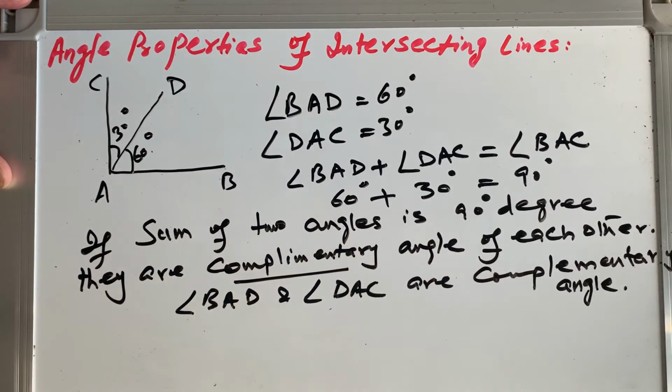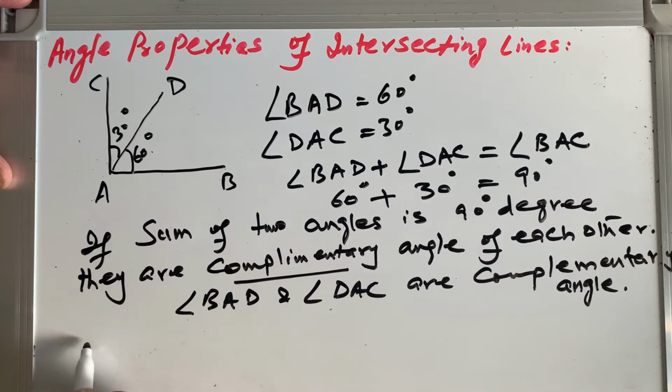Hope you understand this definition, and you have to remember this definition for a longer time. So if the sum of the two angles is 90, they are called complementary angles, right? Then another definition, supplementary angle.